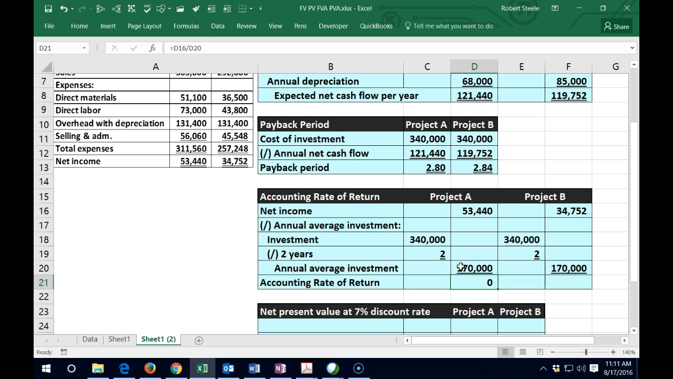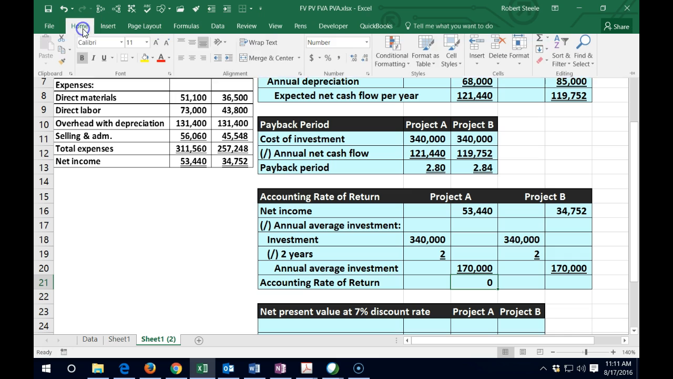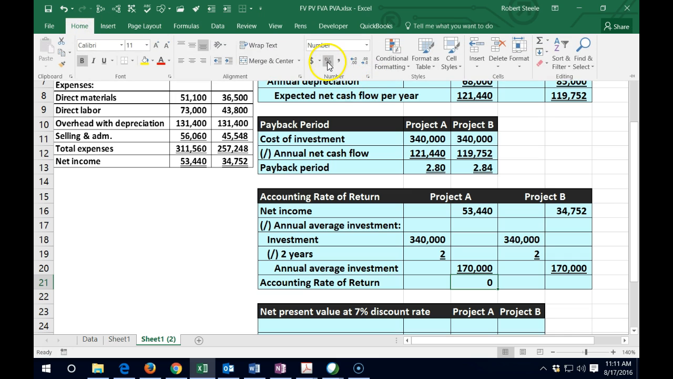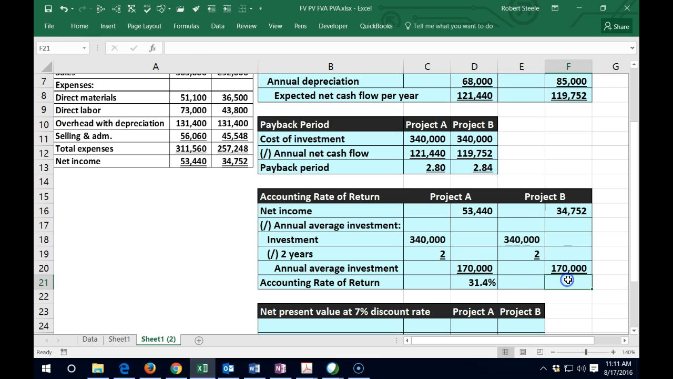We're going to go back here. Why is it 0? Because we need decimals or to make it a percentage. So I'm going to go back up to the Home tab. I'm going to go to the numbers. I'm going to make it a percent and maybe add a decimal. And then we'll do the same thing over here. I'm going to do the same thing.